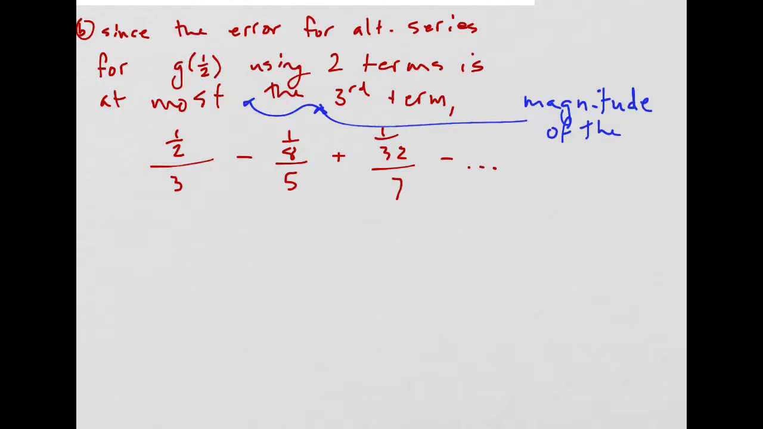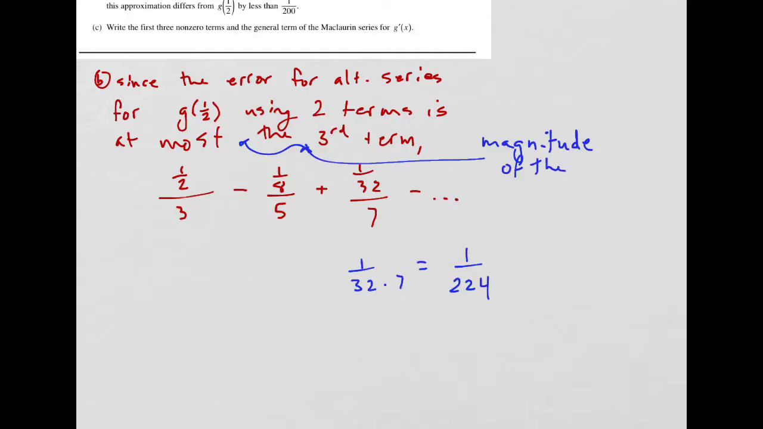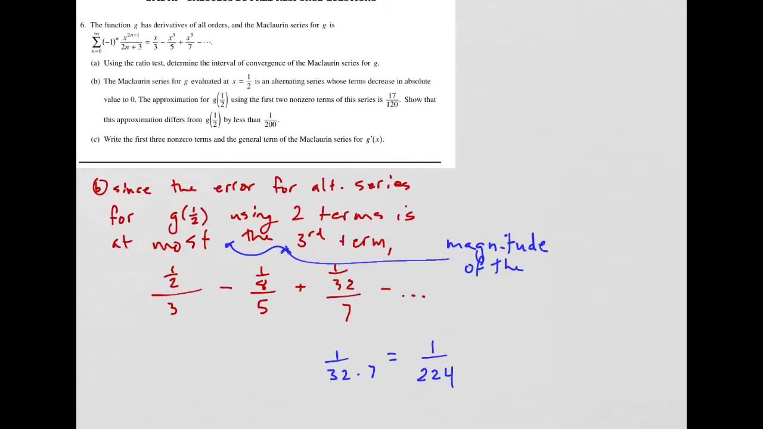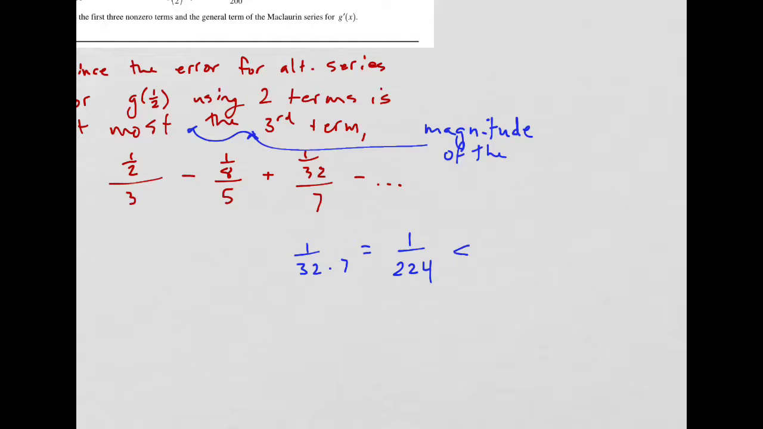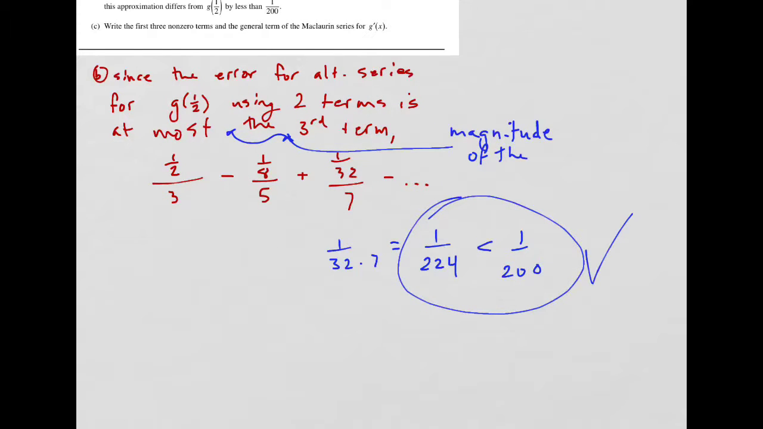So this would be 1 over 32 times 7. I put that 7 in the bottom. And 32 times 7 is 224. So that is less than what? This is definitely less than 120. Yeah, there we go. So we're done.